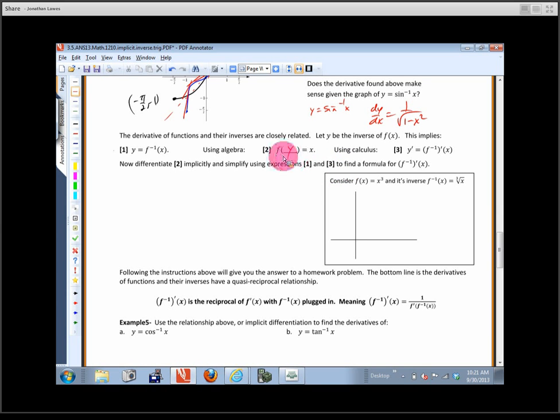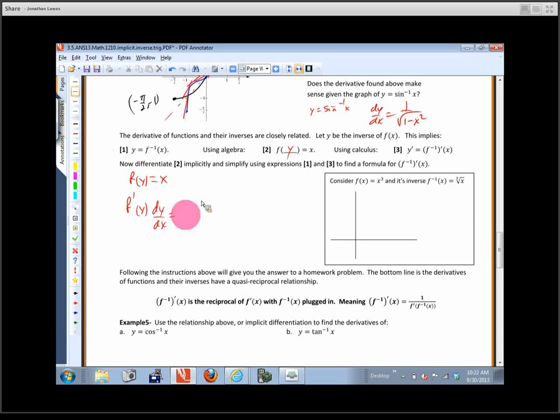So let's take a look here. It says differentiate this implicitly. So let's see what we've got here. If I take f of y equals x and I differentiate implicitly, and notice that this is any inverse function, there's the inverse function, there's the original function, f. So if I do this implicitly, this would be f prime of y dy/dx, right?